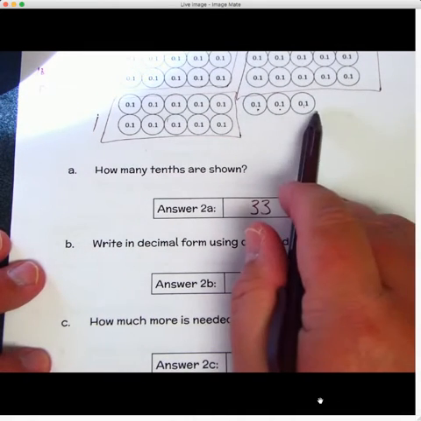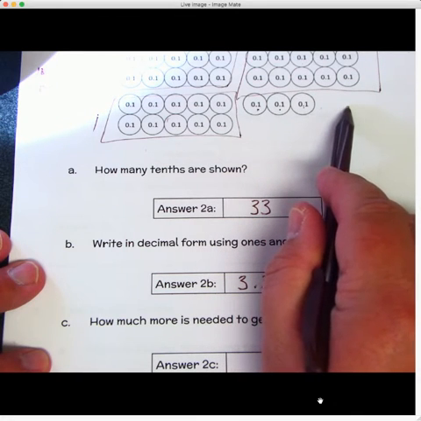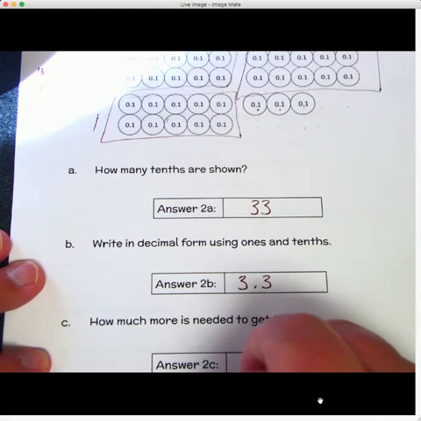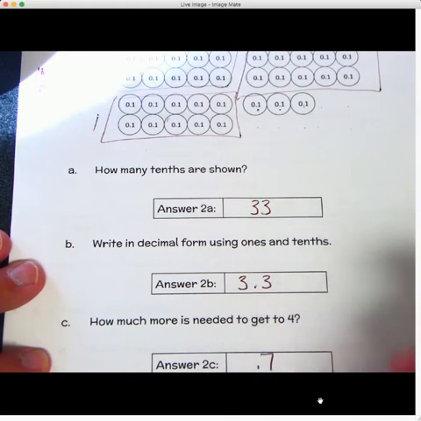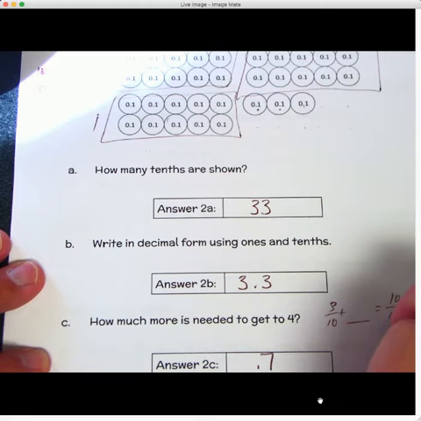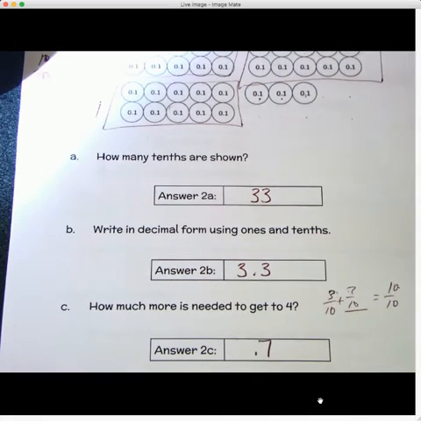Well, we would have to have how many more? 1, 2 would make 5, and 3, 4, 5, 6, 7 more, or 7 tenths more. If I have 3 tenths, what do I need to get to 10 tenths? To get to 1 more, you would need 7 tenths because 3 plus 7 is 10 tenths. So 7 tenths.